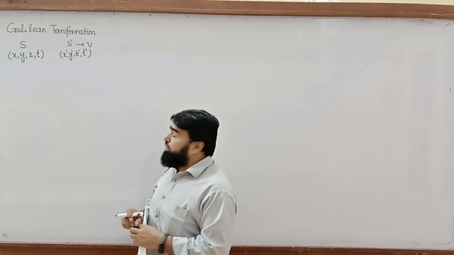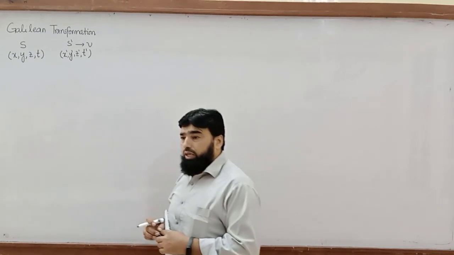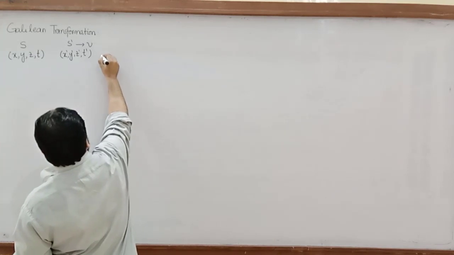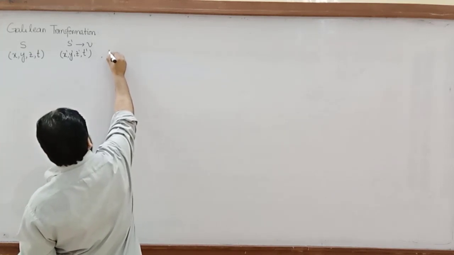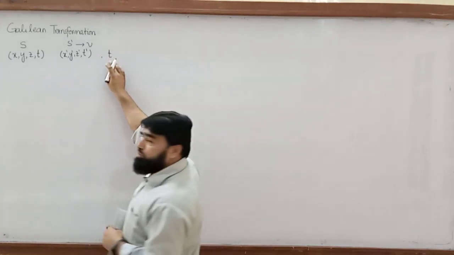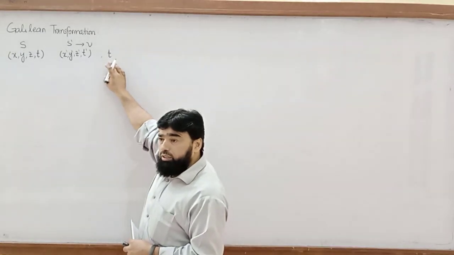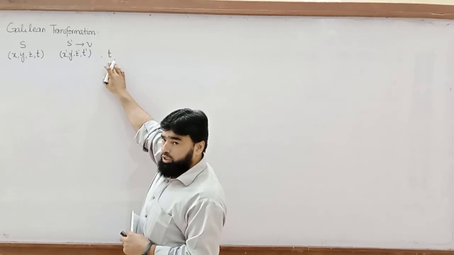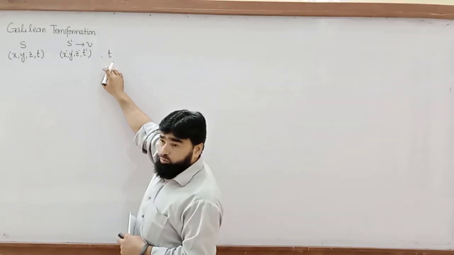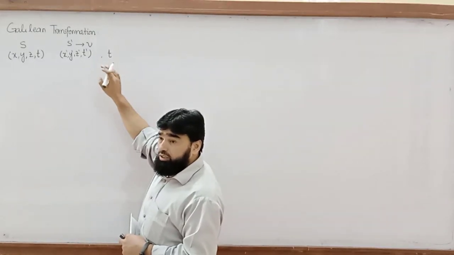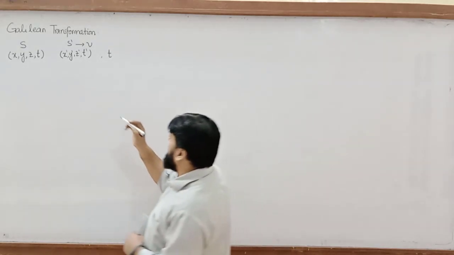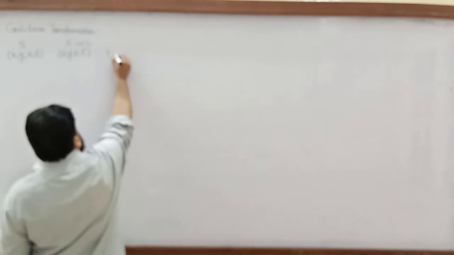But in the Newtonian mechanics or in the Galilean transformation, we are having the assumption that time is a universal thing which is independent of the motion of the observer or source. So the time remains the same for a moving observer as well as a stationary observer. So time is t equals t prime.